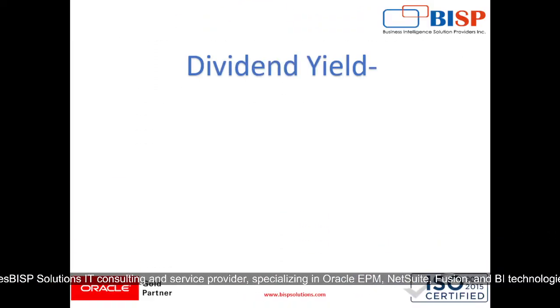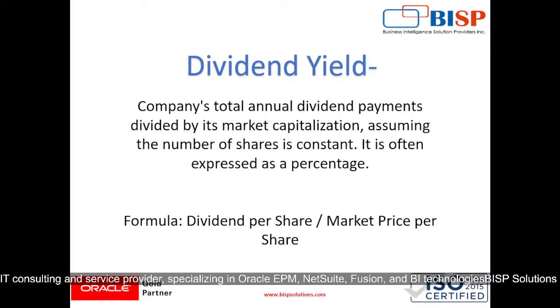Next comes our dividend yield, which is the company's total annual dividend payments divided by its market capitalization, assuming the number of shares is constant. It is often expressed as a percentage. So for that, the formula is dividend per share upon market price per share.